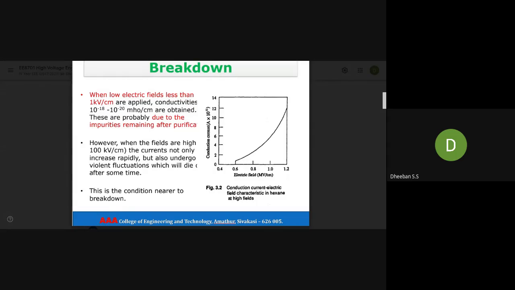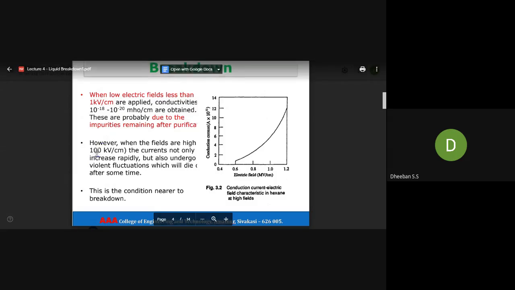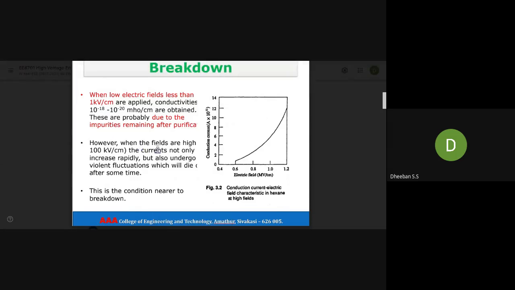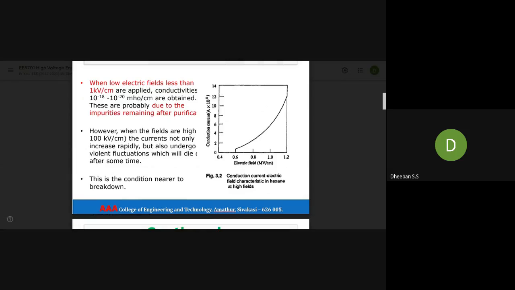Okay. So next, what they are saying, but when the fields are higher, that is, if you are increasing the field above this 1 kilovolt per centimeter, then what happens? The current not only increases rapidly but undergoes violent fluctuations. So, in general, this is similar to your exponential rise. Exponentially, if you are increasing your electric field, your current values will also be increasing. That's what you might have studied in physics, the amount of charge production. So this is the main condition.